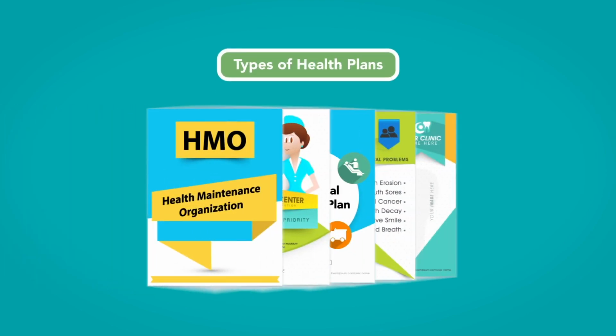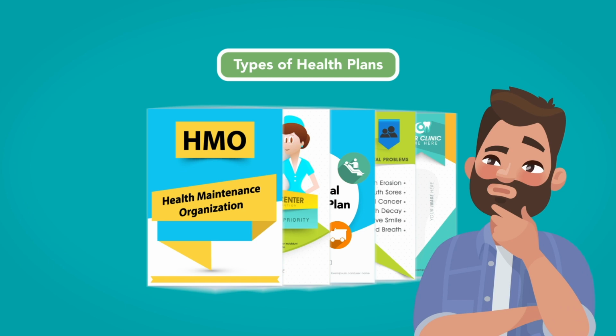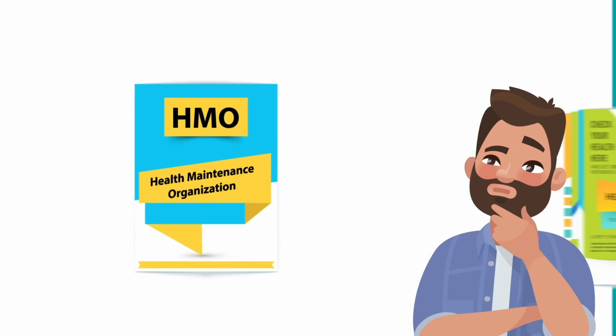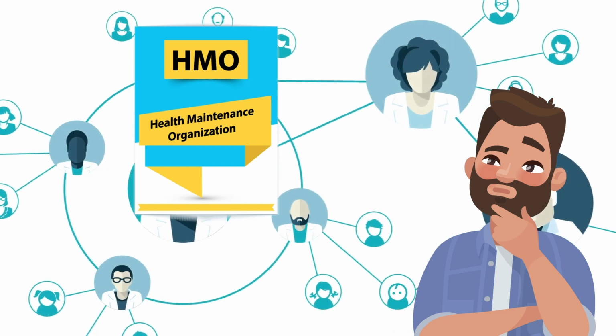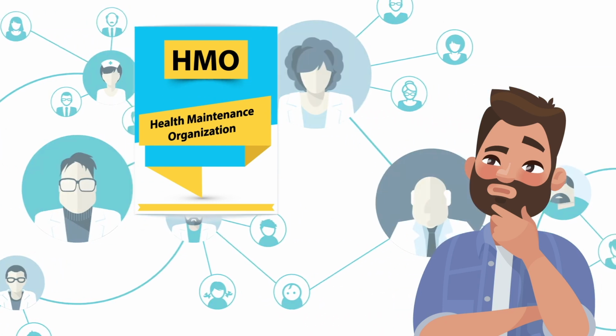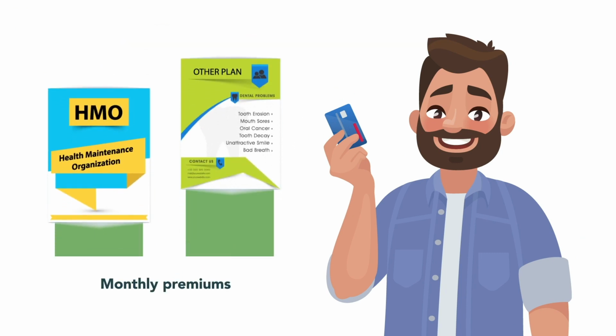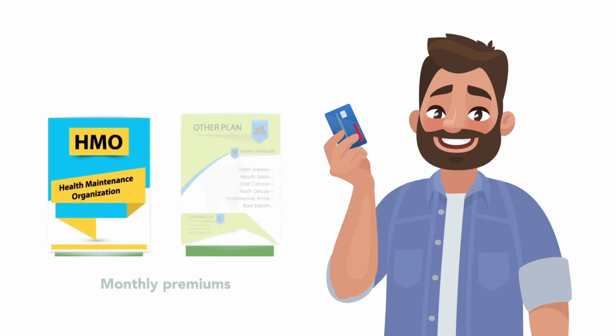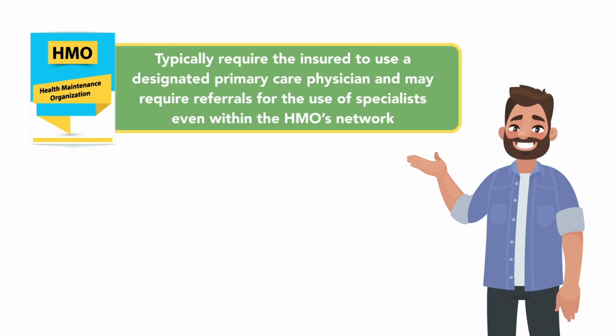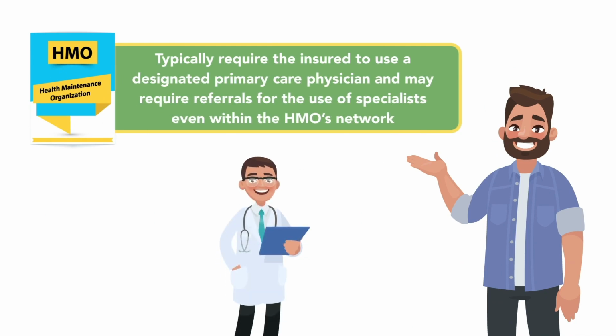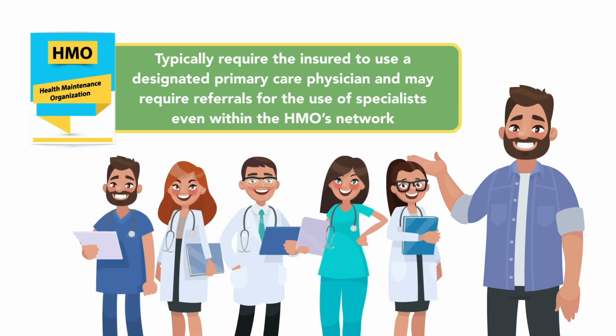A variety of different health plans are available to the American consumer. An HMO, or Health Maintenance Organization, is a plan that offers a policyholder a local network of doctors and hospitals. A member of an HMO will typically pay lower monthly premiums than under other plans. HMOs typically require the insured to use a designated primary care physician and may require referrals for the use of specialists, even within the HMO's network.